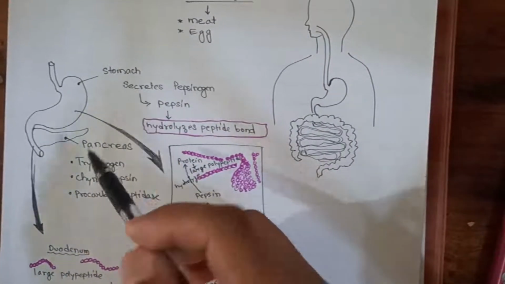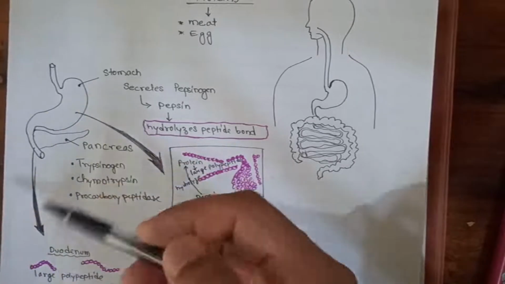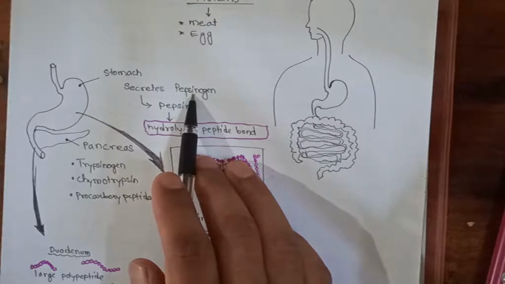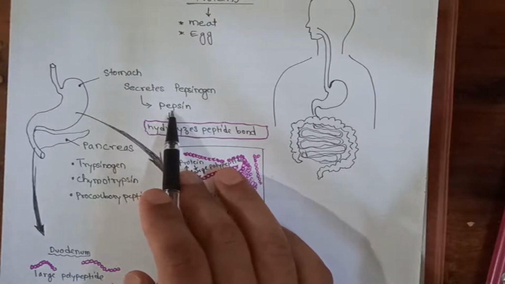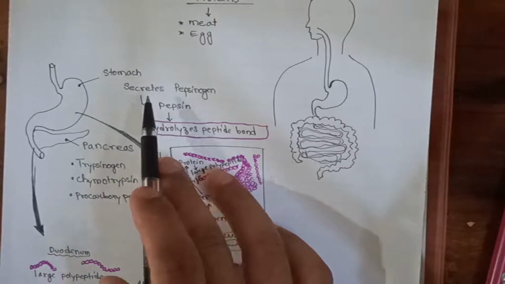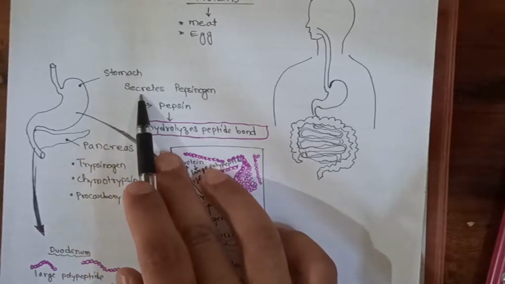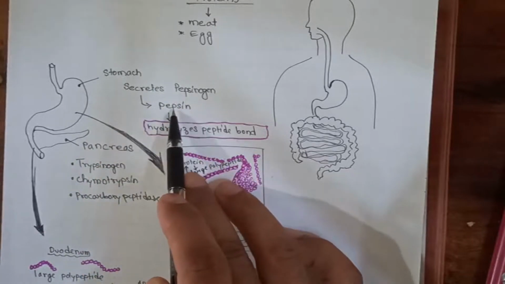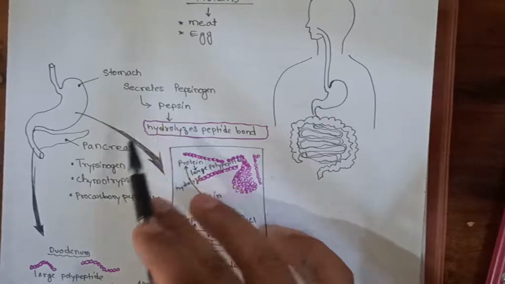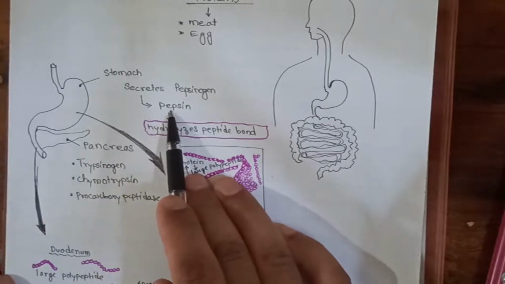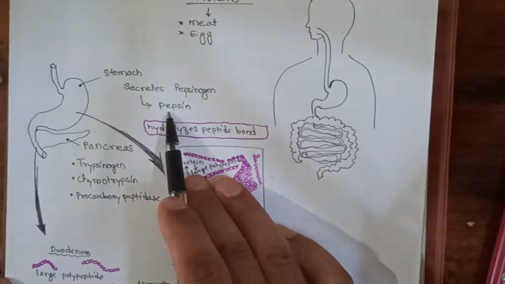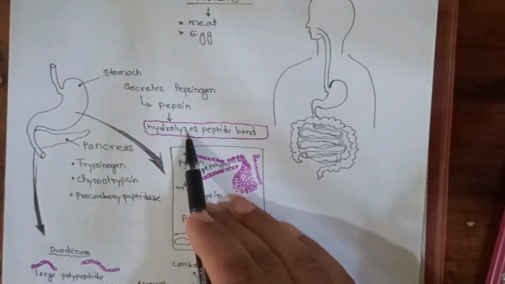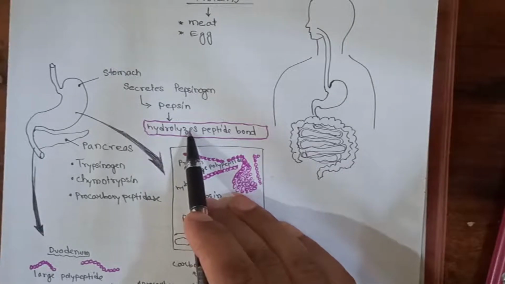So the stomach secretes pepsinogen, which once it is secreted will be converted into pepsin. Okay, so once the stomach secretes pepsinogen, this pepsinogen will be converted into pepsin later on, and this pepsin will hydrolyze peptide bonds in the food in the stomach.